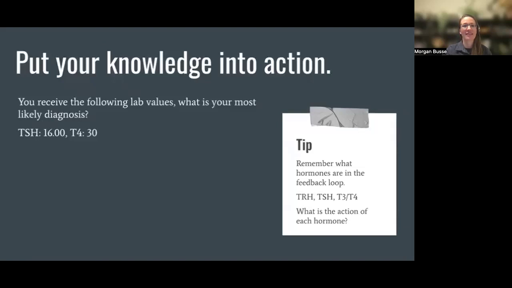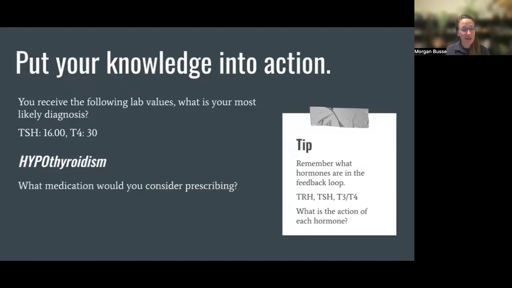Okay. So you have got this. Let's test your knowledge here. So you receive the following labs. What is your most likely diagnosis? Here, our TSH levels are high and our T4 levels are low. Hypothyroid, you got it. So what medication will you be prescribing for somebody with a hypothyroid state? Yep, levothyroxine. Awesome job.